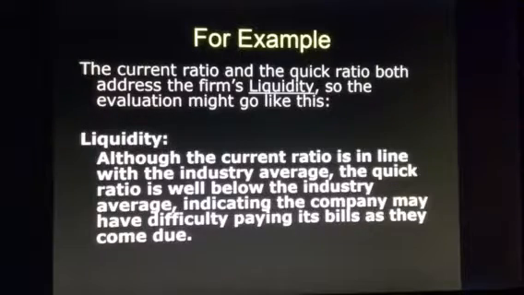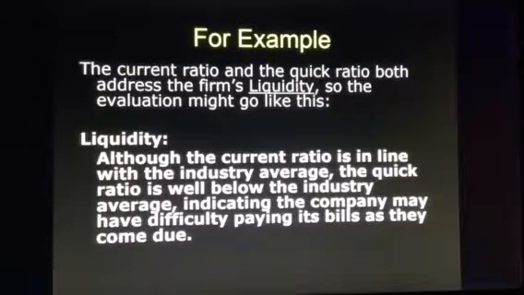And so notice here we've got one ratio that says, well, things are okay, and the other ratio that says, no, they're not okay. And I encourage you to come down in a more conservative position, to come down on a more pessimistic view, to say that although the current ratio is okay or comparable to the industry average, the quick ratio is poor, and therefore the company could have difficulty paying its bills on time. Notice we're not saying it will, because we don't have that much information.